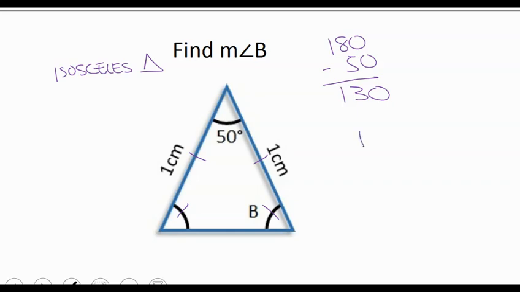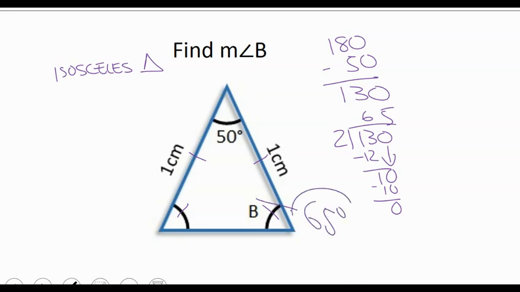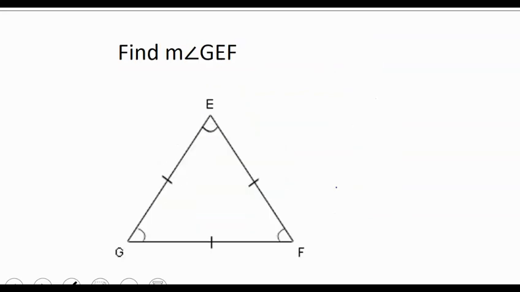So what I can do is 130 divided by 2. I do that, and I get 65. So that tells me that angle B and this other angle are both 65 degrees. And I can check myself by doing 65 plus 65 plus 50, and I will get 180. So that works. All right.